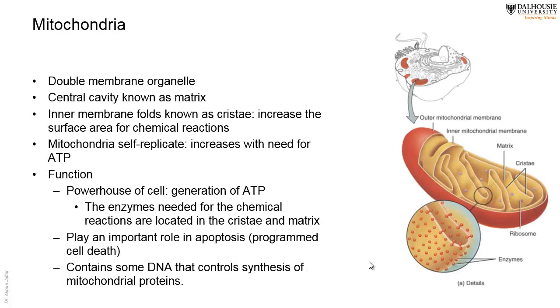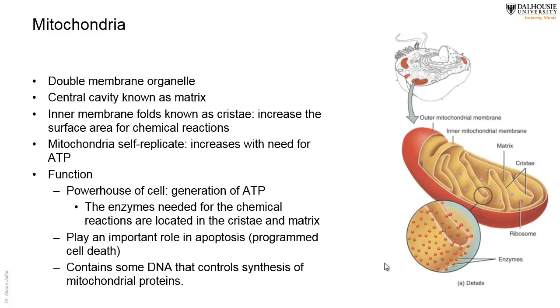The other type of organelle is the mitochondria, and the mitochondria is the type of organelle that has a double membrane. Like the nucleus, it has a double membrane. It has a central cavity, the matrix, and the inner part of the membrane has multiple folds. These are called the cristae, and these folds increase the surface area for chemical reactions. So there is a lot of surface area because of the presence of multiple folds.